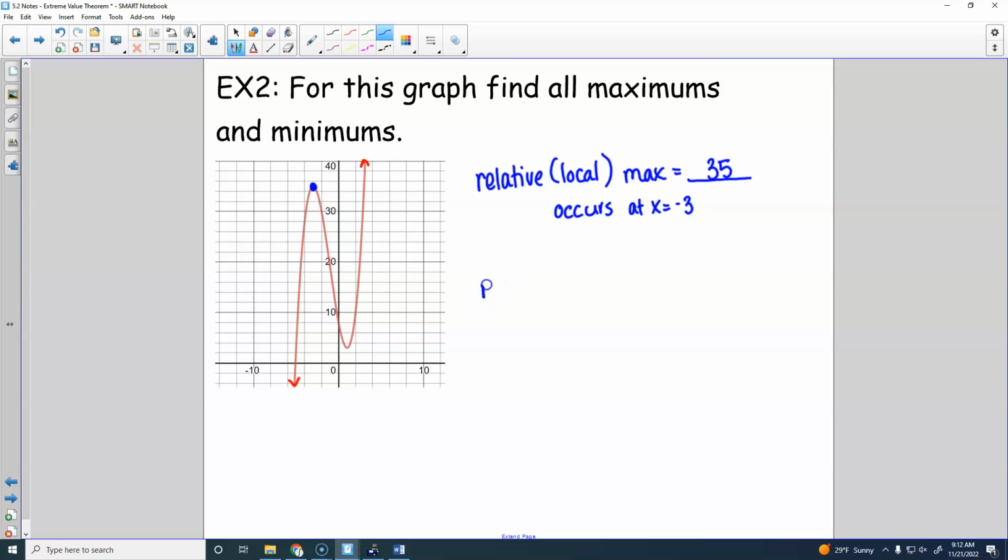And then for our relative or local minimum, that would happen right here. What do you guys think for the y coordinate there? I think it's probably 3. And it occurs at x equals, looks like that's probably x equals 1.